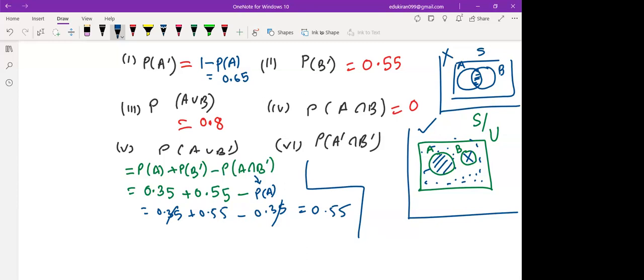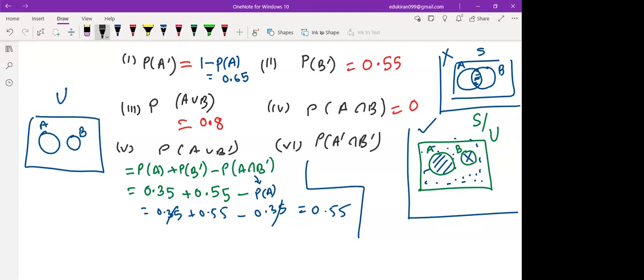From the Venn diagram, you can take the help. If you draw the Venn diagram here, so this is A, this is B. And you can in fact do one more thing here.